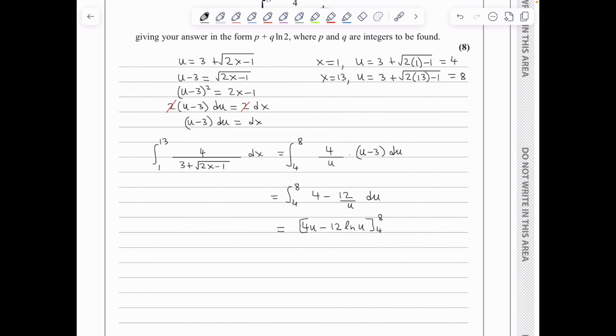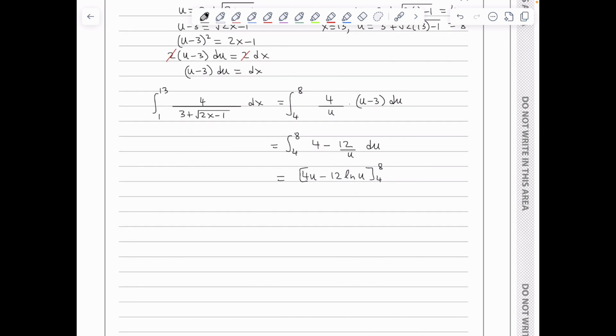I will proceed by substituting the upper limit of 8, giving me 4 times 8 minus 12 ln of 8, and then the lower limit of 4, which is 4 times 4 minus 12 ln 4. So we're looking at 32 minus 12 ln, and I will write 8 as 2 to the power of 3, minus 16 plus 12 ln of 2 squared.